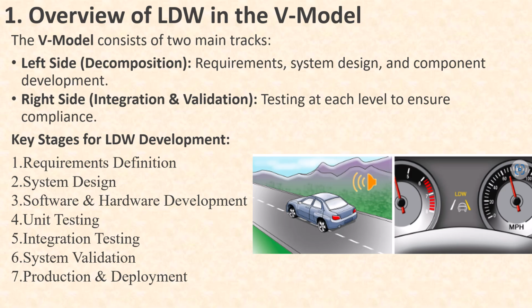Now, what are the key stages in LDW development? First is requirements definition, then system design, software and hardware development, unit testing, integration testing, system validation, production and deployment. These are the major steps. Of course, these 7 steps have further sub steps, but for the sake of explanation, so that you can have a clear cut bird's eye view of the LDW, I have limited it to 7 steps.